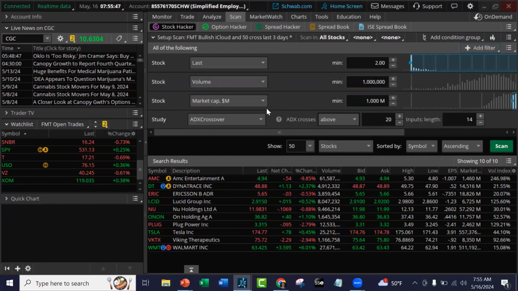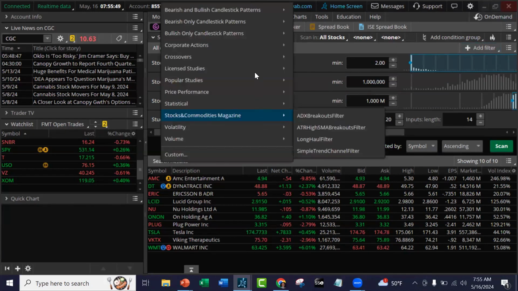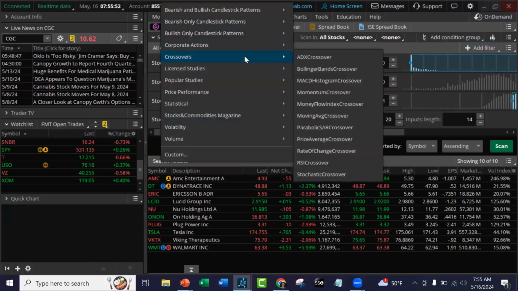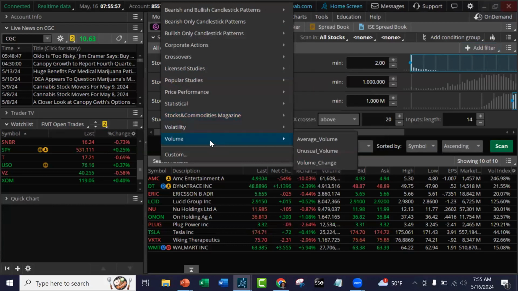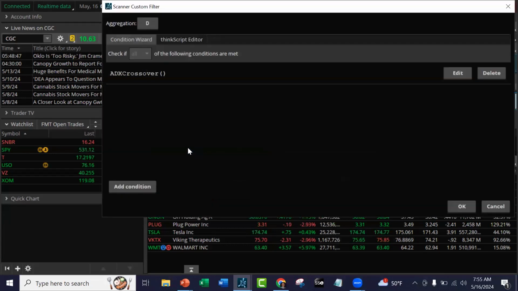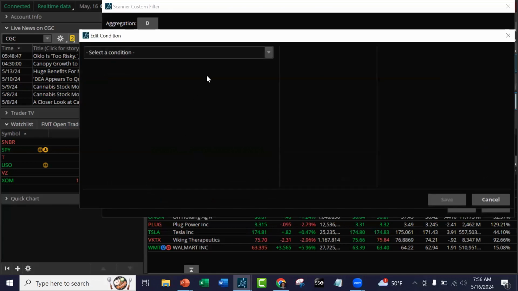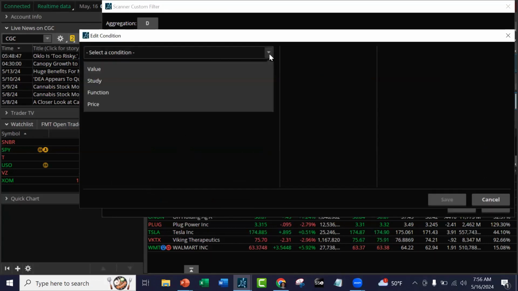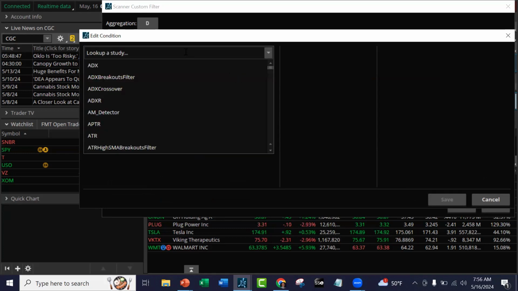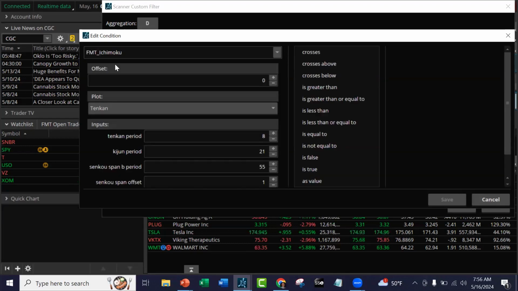In this case, I'm going to go to a study. Okay. And at this point, they have some predefined ones here. All kinds, pretty much any study that can be put onto a chart, you can put into a scan. And you can go here to custom. And for some reason, by default, it puts this ADX crossover in. I don't want that one. All right, so let's add a condition. And now it's going to bring up all the indicators. And we'll go study. And like I said, I have a custom Ichimoku cloud. It's called FMT Ichimoku. That's available to all my subscribers.